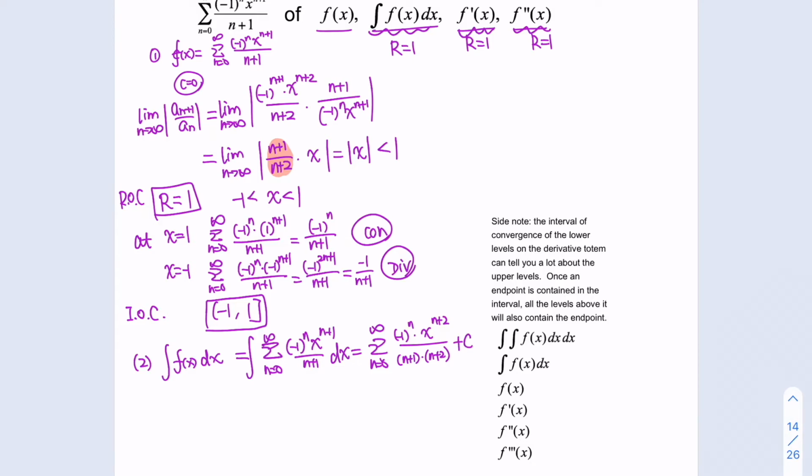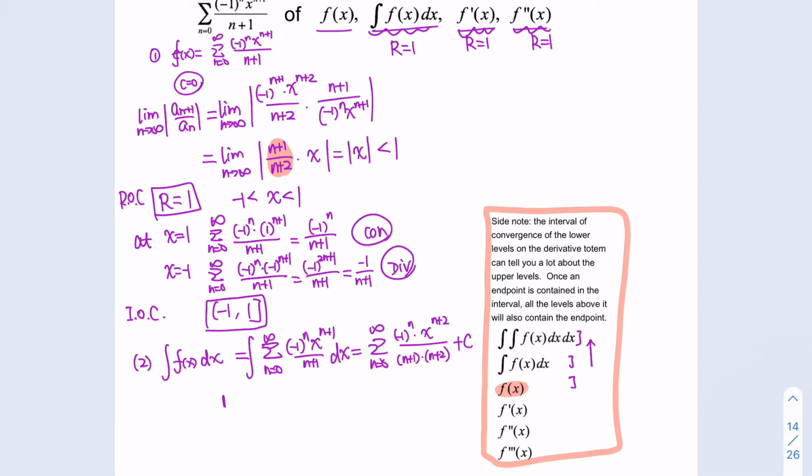And now let's have a look at the interval of convergence. Based on the theorem, if you look at the side notes, once we know the convergence or divergence of f of x, once f of x is closed at an endpoint, all the upper levels will be closed there. So we don't have to deal with 1. 1 will be closed. We just need to see whether negative 1 should be open or not. So let's have a look at negative 1.